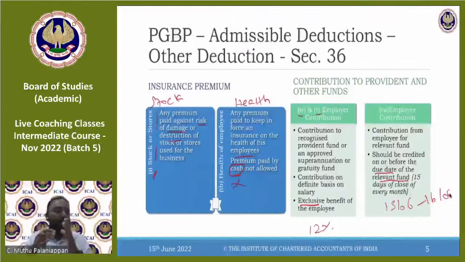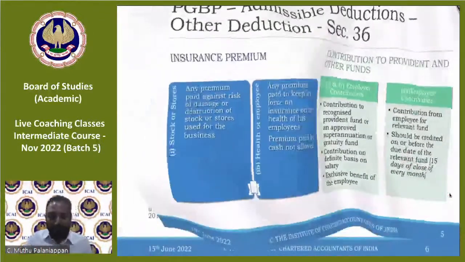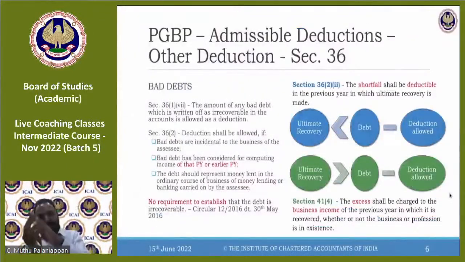This applies for provident fund or any other fund, but in the aspect of superannuation or gratuity, there is no employee contribution. Employee contribution is generally only in provident fund. There is no other fund which has employee contribution. So that is your next category, contribution to provident fund and other funds. Now we'll move on to the next section in 36.